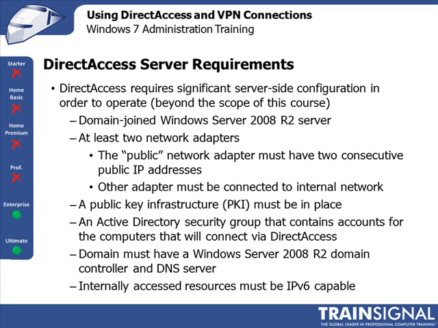From an Active Directory domain perspective, you have to have at least one Windows Server 2008 R2 domain controller and DNS server deployed on the network in order for DirectAccess to operate. And further, any resources that are going to be accessed on the internal network must be IPv6 capable, and any software that's going to be used on the client side has to be IPv6 aware. So if you have some software that only works with IPv4, it probably won't work with DirectAccess, even if you use IPv4 traversal means to gain access to a DirectAccess environment. All of DirectAccess stuff, once it's up and running, relies on IPv6.